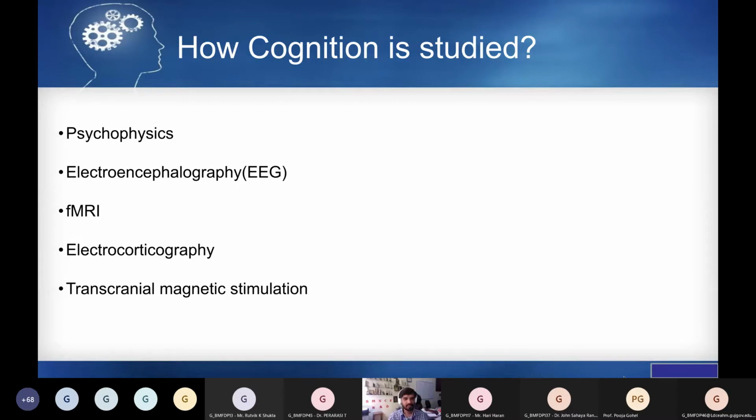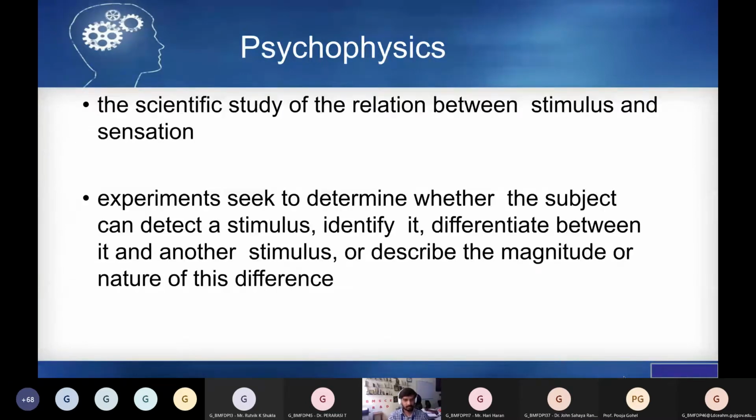fMRI is functional magnetic resonance imaging. This is also another part where we try to do some activities and understand how the functional part of the brain comes into the picture. Electrocorticography is an invasive technique, mimicking electroencephalography but taking activity from individual neurons or groups of neurons. Next is TMS, transcranial magnetic stimulation. So we'll see a few of them.